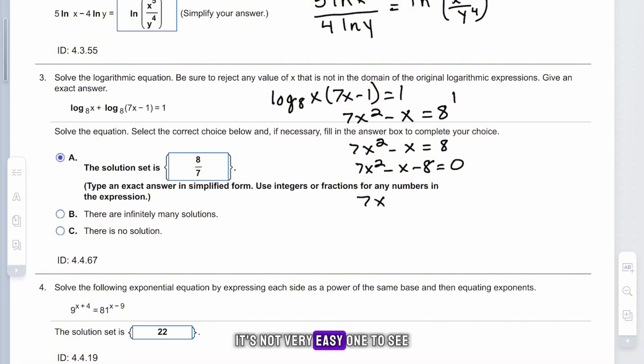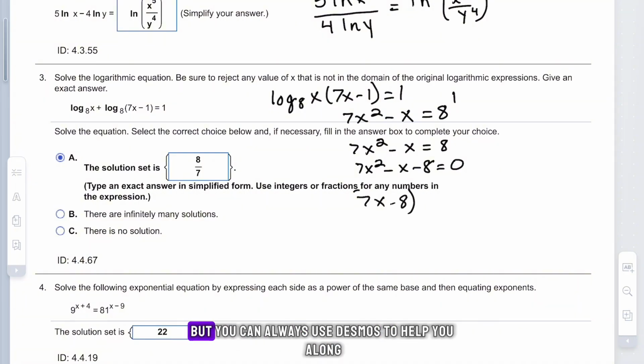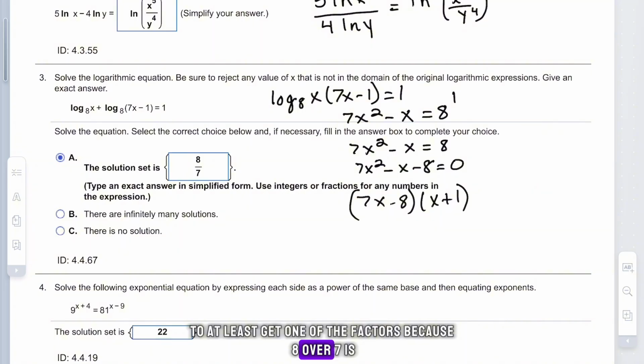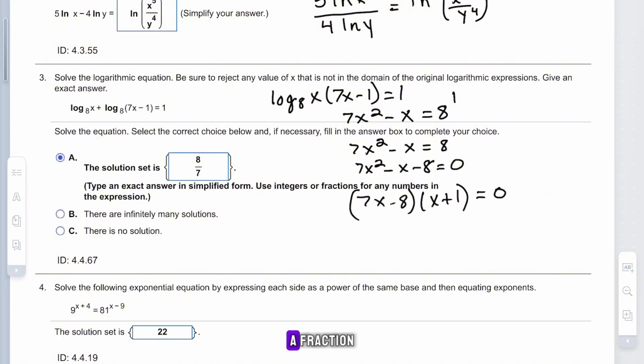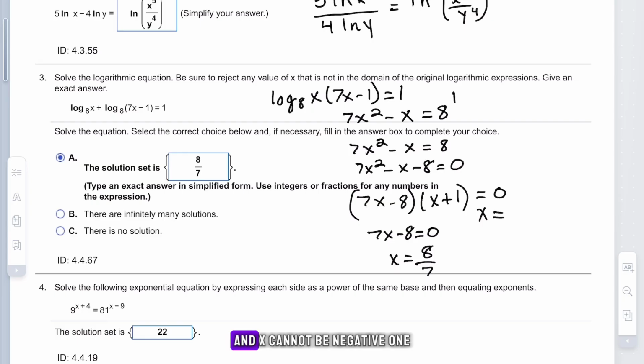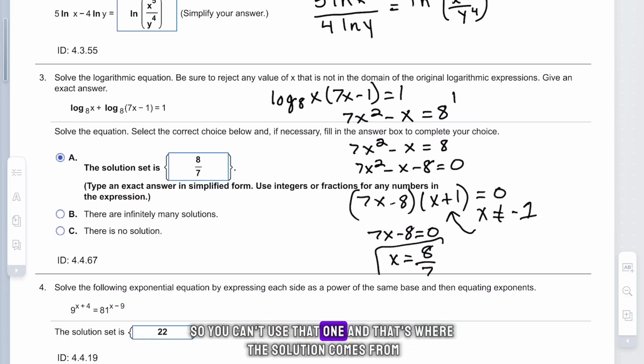It's not a very easy one to see, but you can always use decimals to help you along to at least get one of the factors, because 8 over 7 is a fraction. And then you solve both of them for x. And x cannot be -1, so you can't use that one. And that's where the solution comes from.